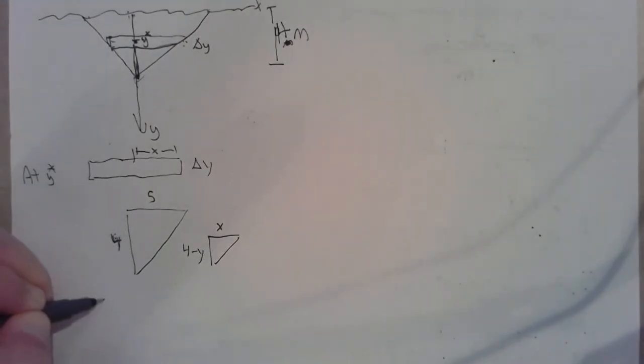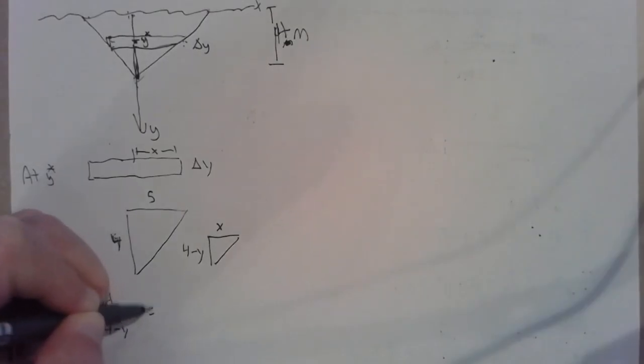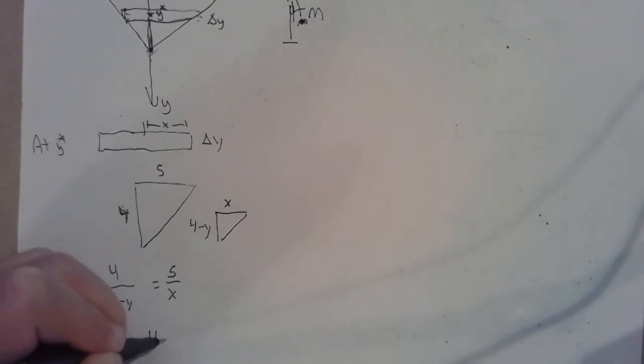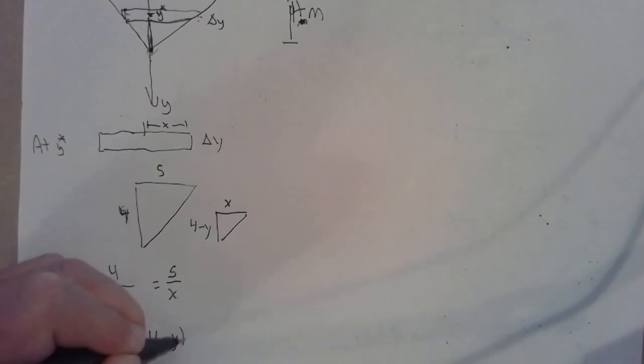And now we have these similar triangles. I really wish my camera would stop autofocusing. Okay, so setting up our proportion, 4 relates to 4 minus y in the same way that 5 relates to x. My goal here is to solve for x. So we'll get x, when we do a little cross multiplying, will be 4 minus y times 5 divided by 4.